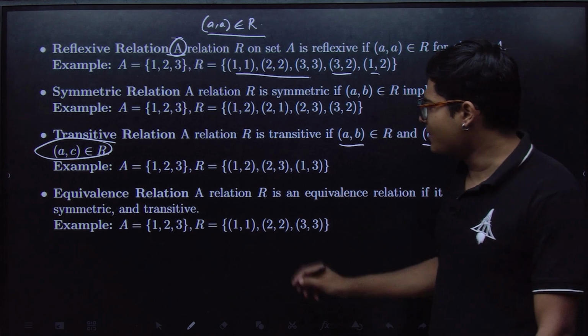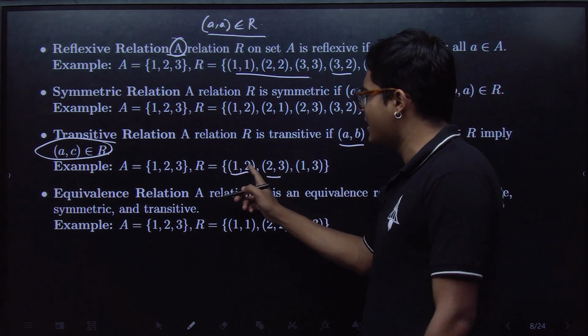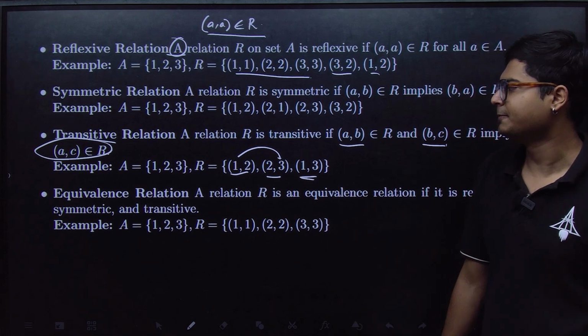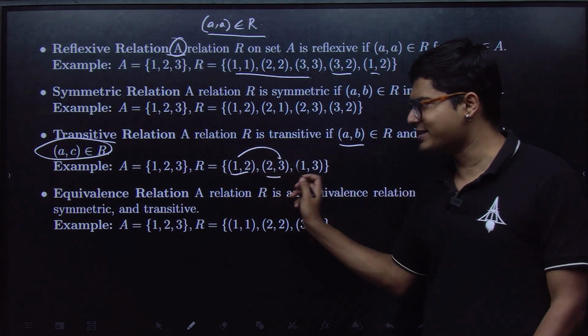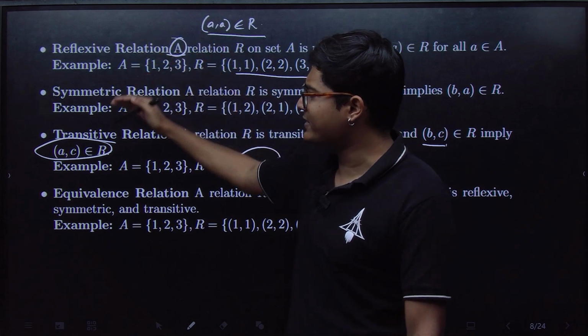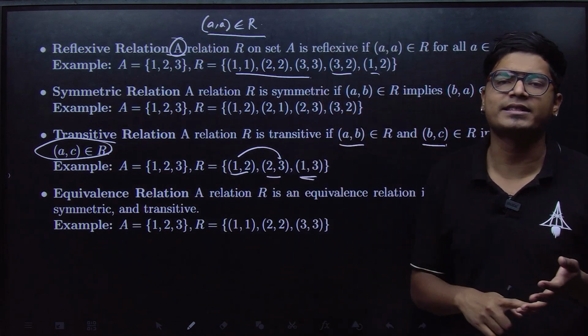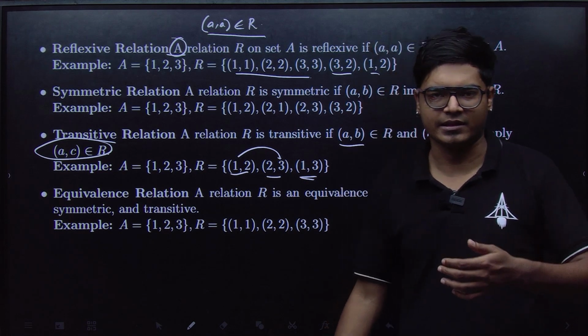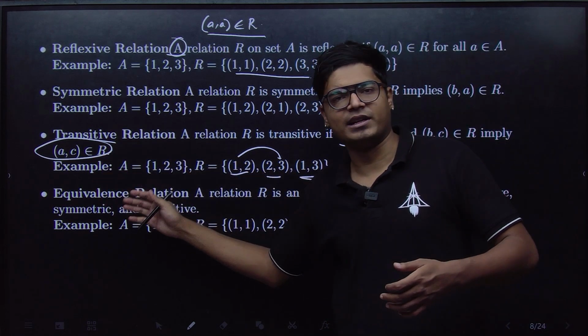Okay, for example, if I look at (1, 2) and (2, 3), seeing (a, b) and (b, c) present, you want (1, 3) to be present, and it is present, right? So this relation is a transitive relation. Now, any relation which satisfies all three of them, if it's symmetric, reflexive and transitive, then we call those relations an equivalence relation. So it's basically the best form of a relation we can get.